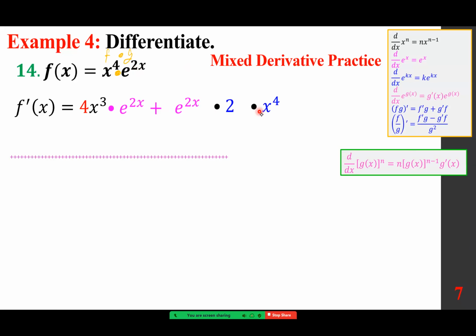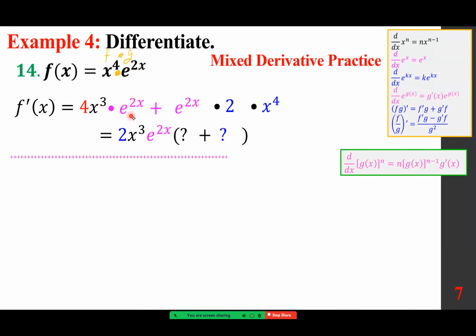We're going to continue with algebra and factor. So what is in common? If you want, you can rewrite this as 2x to the power of 4 e to the power of 2x. You may notice that we have two numbers, 4 and 2, so 2 is in common. We have x cubed and x to the power of 4, so x cubed is in common, and these two are identical, so you pick one of them as a common factor.